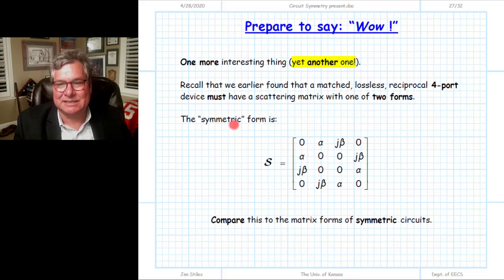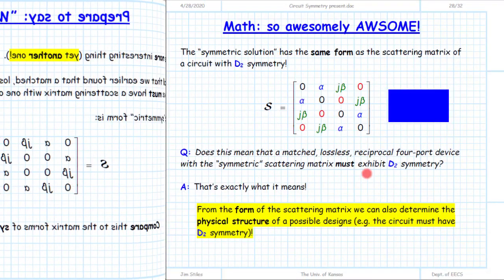Again, we call this the symmetric solution, and now we're talking about symmetry in circuits, but these are different things. So I call it the symmetric form in quotations here, meaning this solution. Call it solution A. Compare it to the scattering matrix for our different symmetrical solutions.